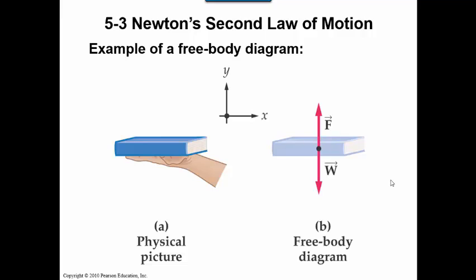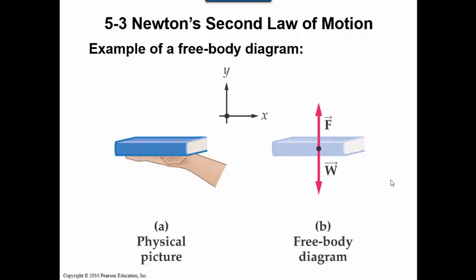So, for example, a person's holding up a book, and if you were to draw a free body diagram of that, we would imagine that all the forces are acting on the center of mass of that book, so we draw a point in the middle of the book. And one force would be the weight, W, pulling down on it.